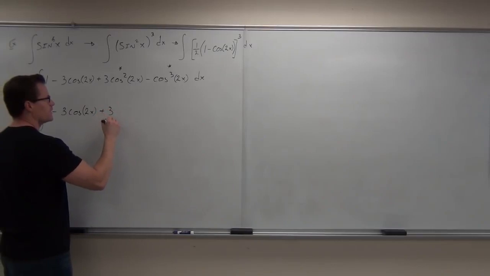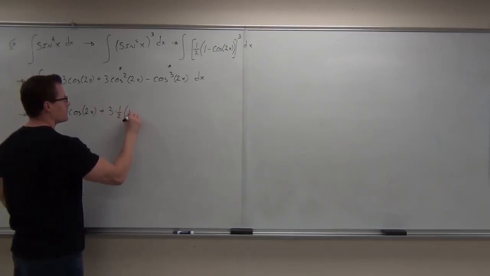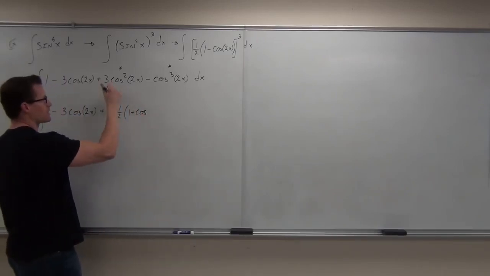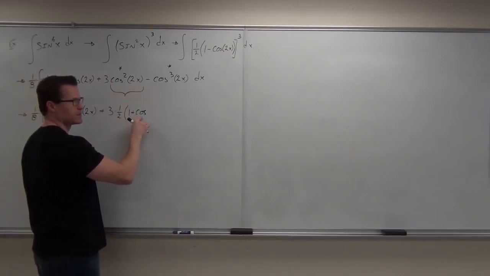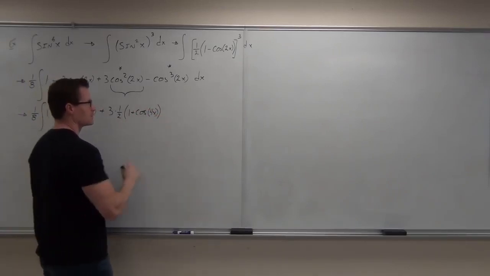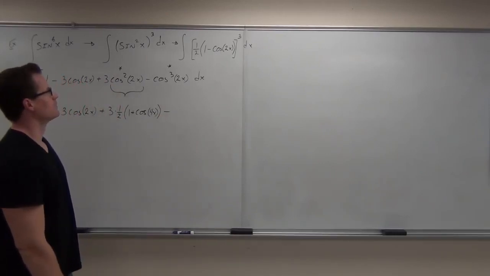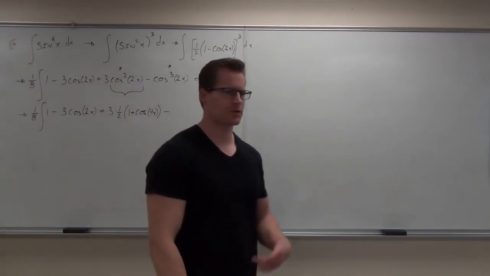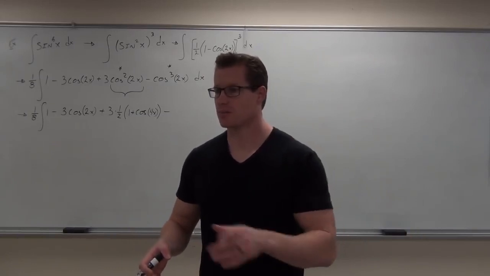Let's see if you got it. This part right here is 1/2 times (1 plus cosine 4x). Brilliant, 4x. Did you all get the 4x? Good. Minus, let's talk about this one now. If I've got cosine cubed of 2x, that's an odd power. So what do we do with odd powers? Pull one off. Very good.